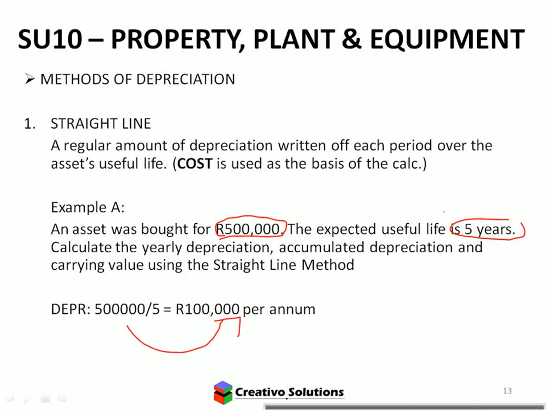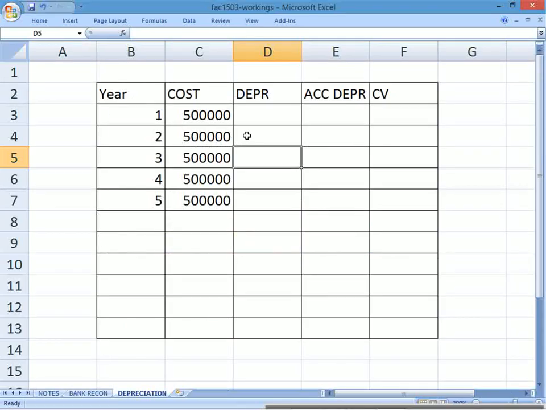Okay, I want to show you something as well. 5 years is the same as 20% per annum. Right, sometimes they'll give you 20%, sometimes they'll give you 5 years. It's the same thing. You're either dividing by 5 or you're timesing by 20%. Doesn't matter. So whether you've been given percentages or years makes no difference. Okay, so what is the depreciation for the first year? How do I calculate it? It's cost times 20% or divide by 5. Okay, so depreciation using straight line is cost times the rate. That's what you've got.